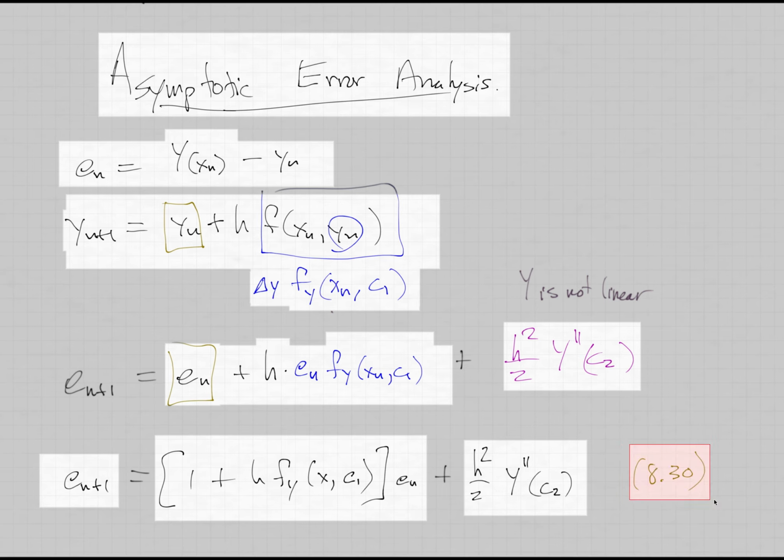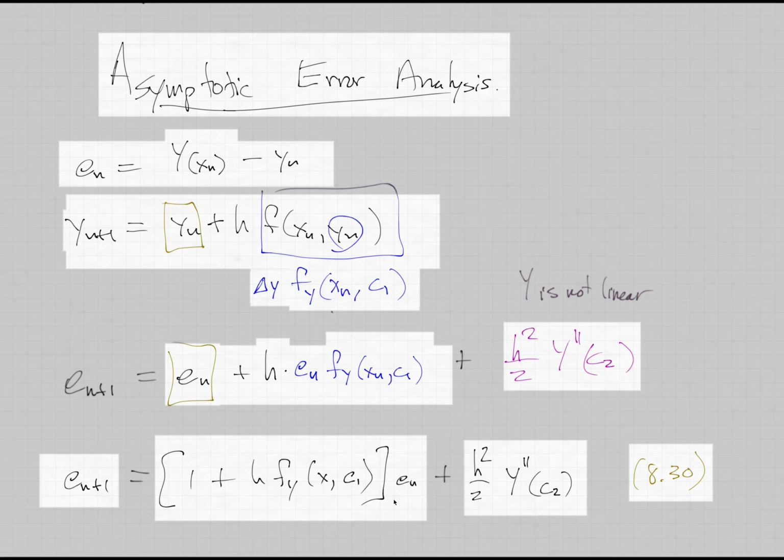And you can find this in the book. It's actually equation 8.30 in the textbook. So it shows you how to break down the error at stage n+1 into the propagated error, the error from the previous stage, and the new error that's introduced.